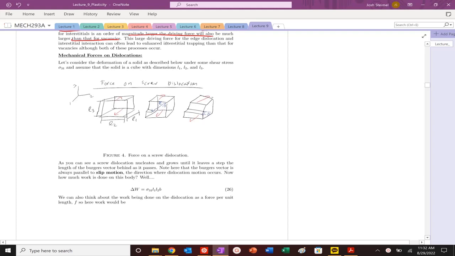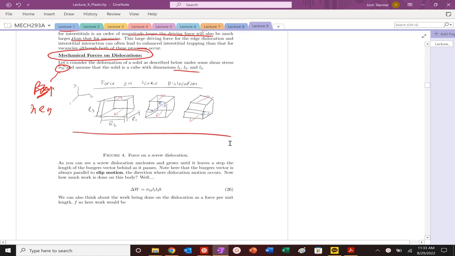Let's start to talk now about mechanical forces on dislocation. So we've talked about stress fields of dislocations, but typically we're going to be applying stress, and those stresses are going to act on dislocations in our materials. So let's look at our system. We're going to apply a negative sigma 3,1, at least drawn in this figure, and we are going to create a force on our screw dislocation.